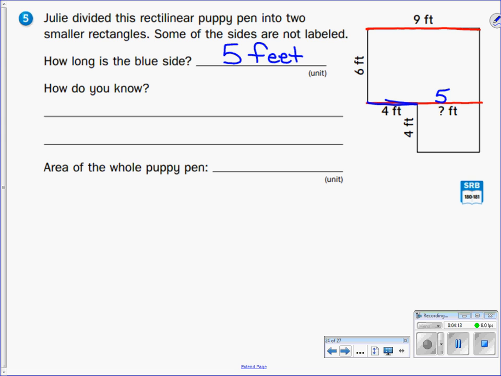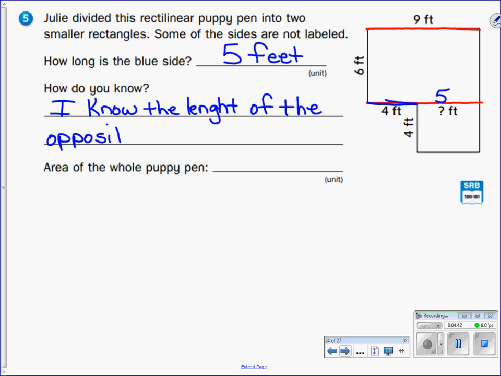How did we know that? We knew that because I know the length of the opposite side is 9. So if I take 9 minus 4, that would give me the 5.